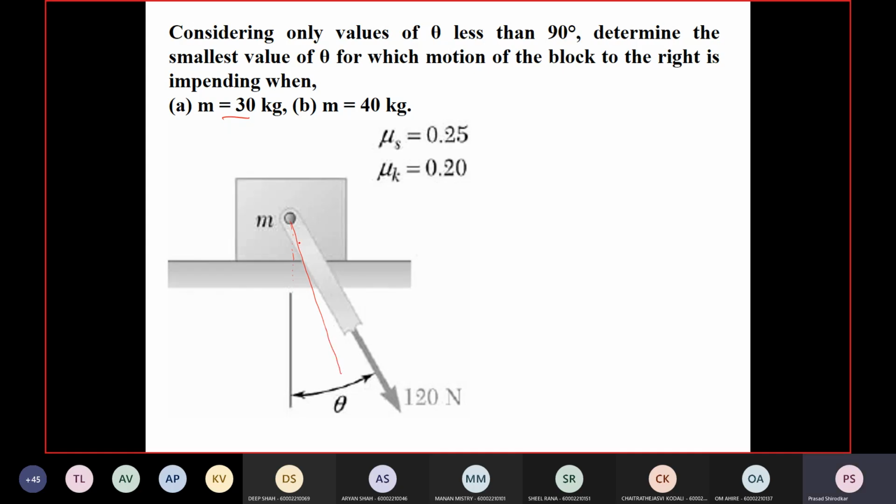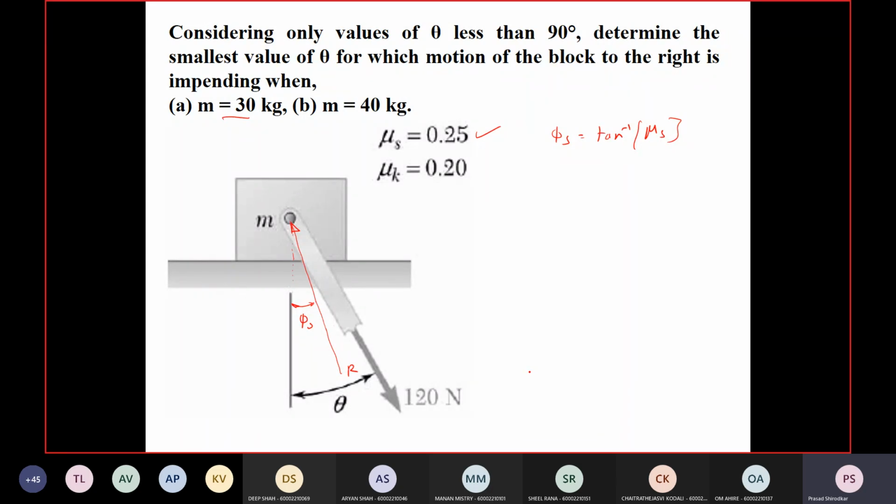I'm going to use this resultant of the normal and frictional force, and the resultant makes an angle of phi s with the vertical. So phi s will be nothing but tan inverse of mu static. So always we are going to use the coefficient of static friction. Don't use the coefficient of kinetic friction because the motion is impending.